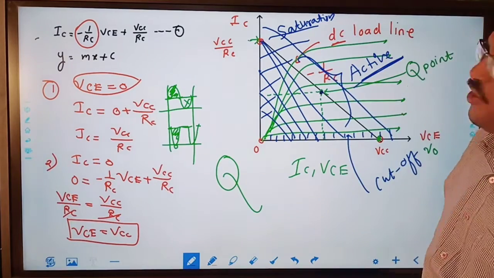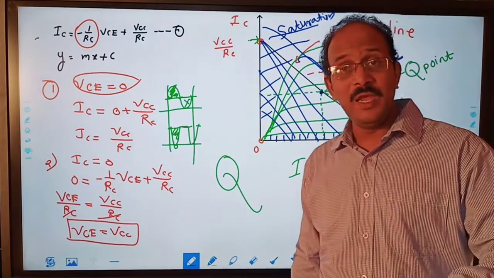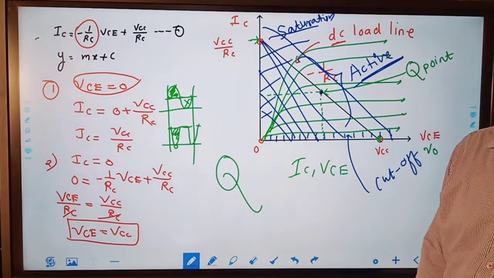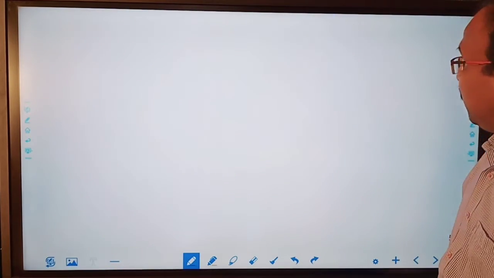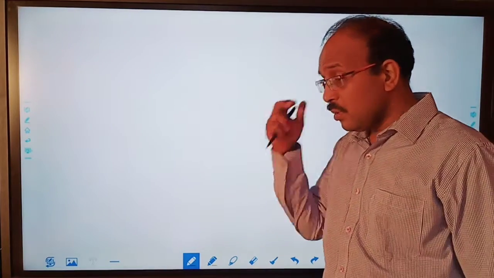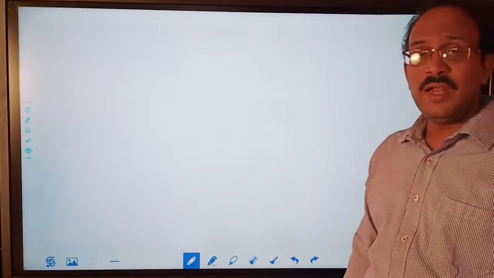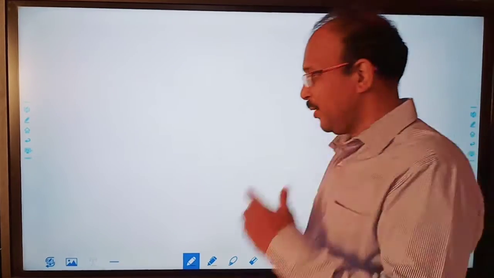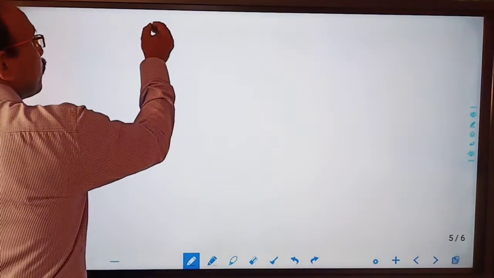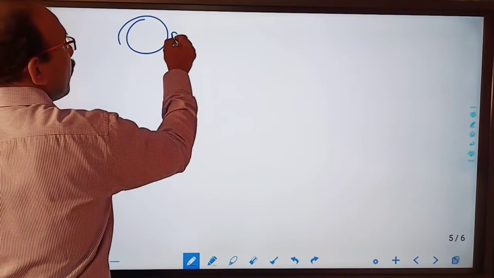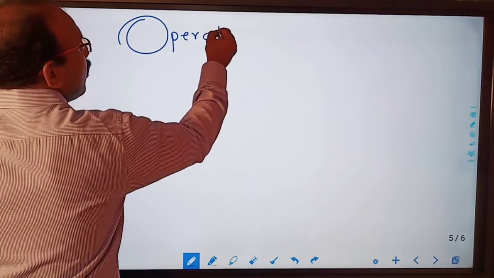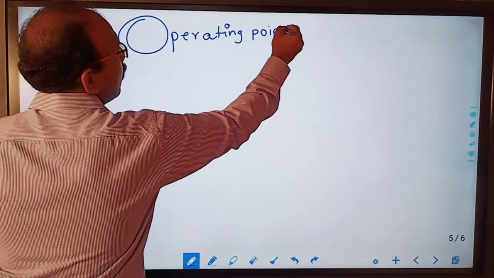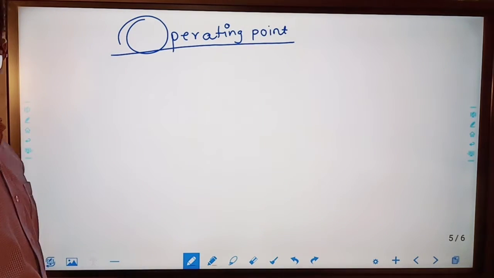Correct? So variation of RC will be giving you different operating points or different slope. Okay? So next I will explain to you about the DC load line and output characteristics. Where should be the operating point? Okay? So I want to explain the operating point on the DC load line.